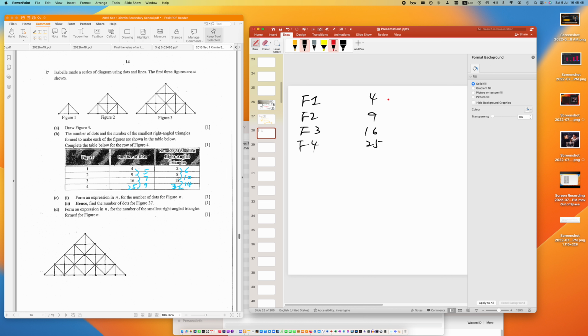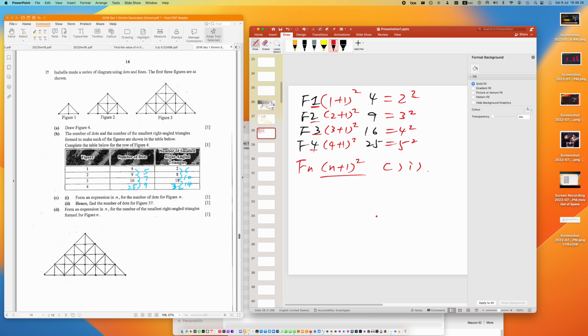Therefore, I think you can see that 4 is equal to 2 square, then this is equal to 3 square, then this is equal to 4 square, then this is equal to 5 square. Okay? So for the first figure, I will say it's n plus 1 square, because this is 1 plus 1 square, then this is 2 plus 1 square, then this is 3 plus 1 square. So Fn is n plus 1 square. Yes. Okay? Then of course you can open it up or you can choose not to, but I think this is good enough. That's for part C, part 1.